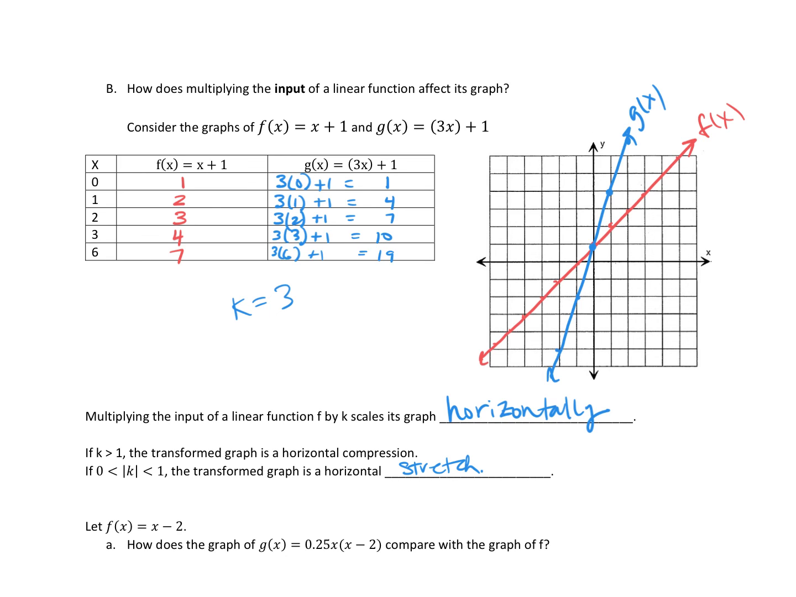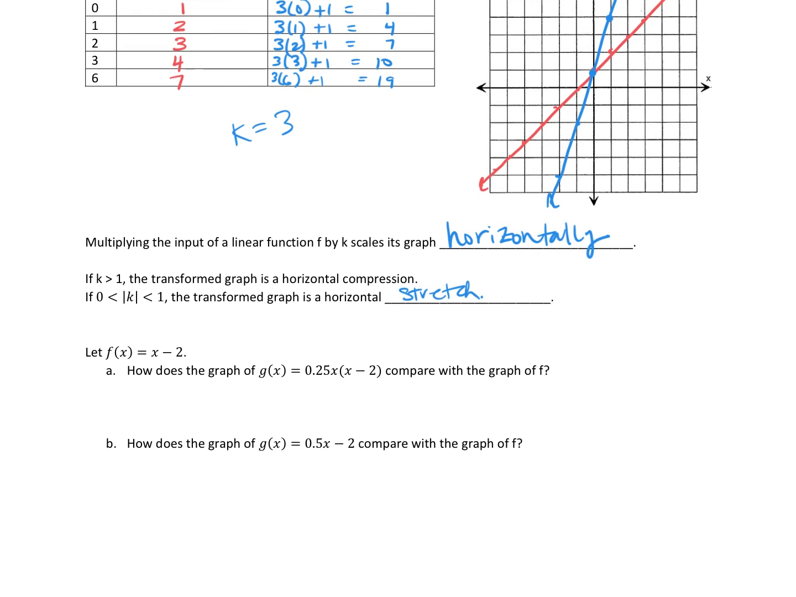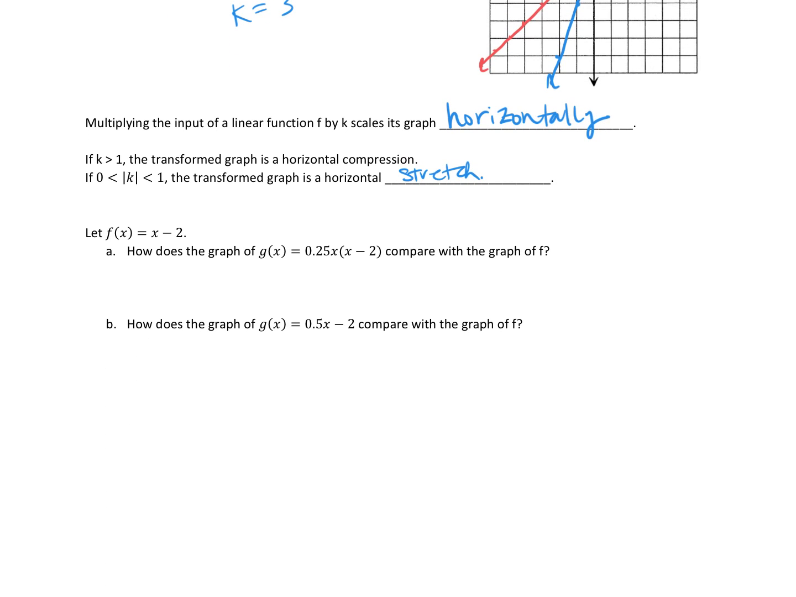All right, so I know this video is long. We have a couple of quick questions. Now that we know how this works, let's identify how these graphs compare. So f of x equals x minus 2. How does the graph of 0.25 times x minus 2 compare with the graph of f? That little x right there is a typo; it shouldn't be there.